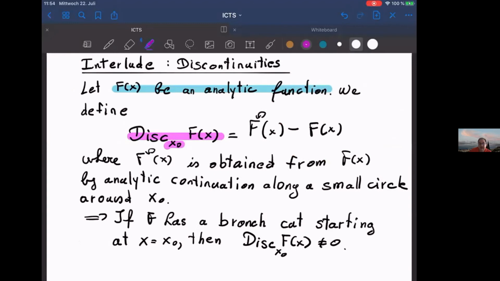And what I mean by discontinuity is this: if I denote by f with this little circle what I get when I move along this path that goes around x0 and go back to x, and then I compare it to the value that I had at the beginning. So I compare the value that I get at the end of the analytic continuation to the value I had at the beginning. And that is the discontinuity. Now, if there's no branch cut, the value will not change. If I go back to x, I get back the value that I started from, so the discontinuity will be 0. But if there is a branch cut starting at the point x0, then after analytic continuation, the value of f at point x will be different, and so the discontinuity will not be 0. Okay?